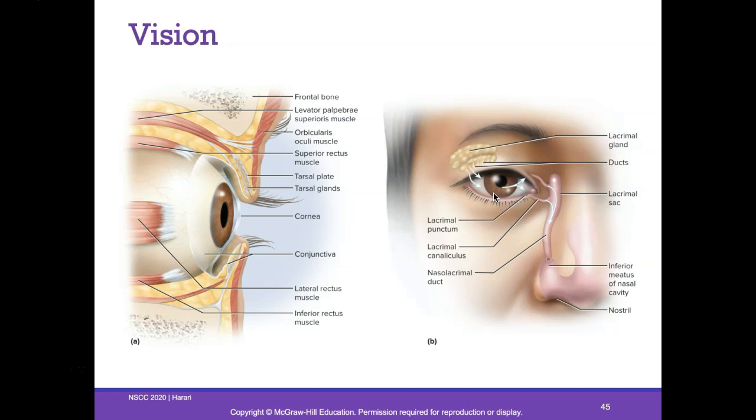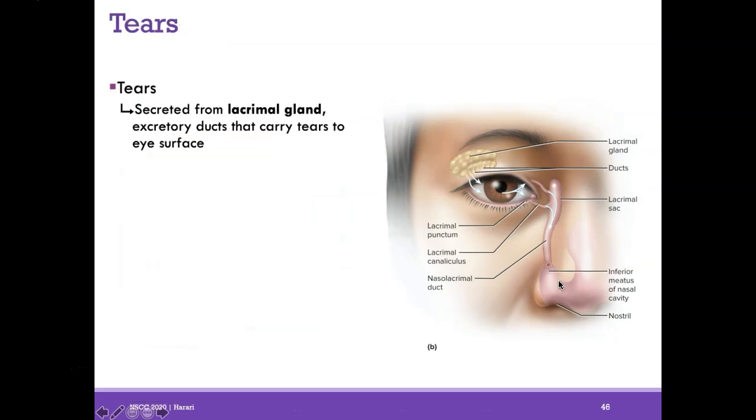Okay, so here's just some other images. This shows the lacrimal gland that produces tears. And as we blink, the tears move medially and they get collected in the nasolacrimal duct. So again, tears are secreted by the lacrimal gland. This is the lacrimal gland. And there are excretory ducts that carry tears to the eye surface.